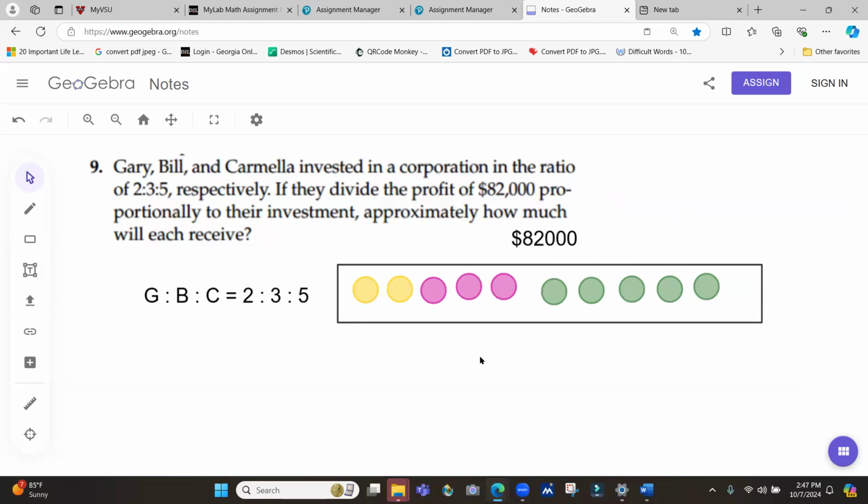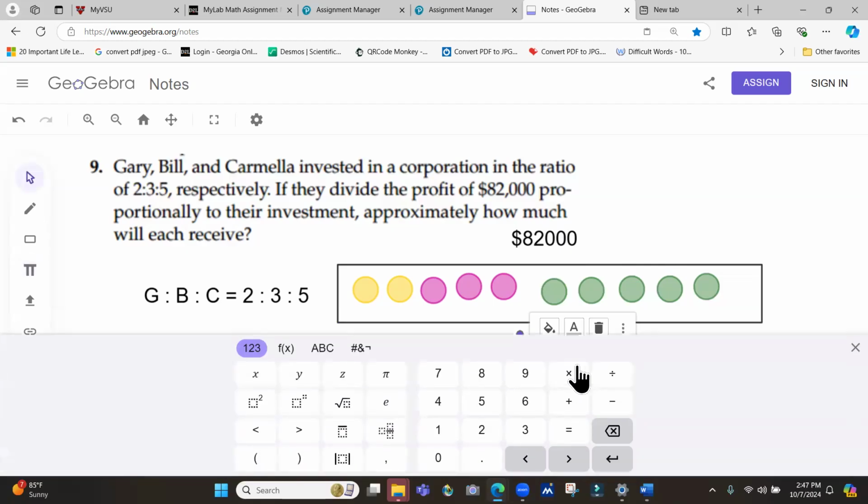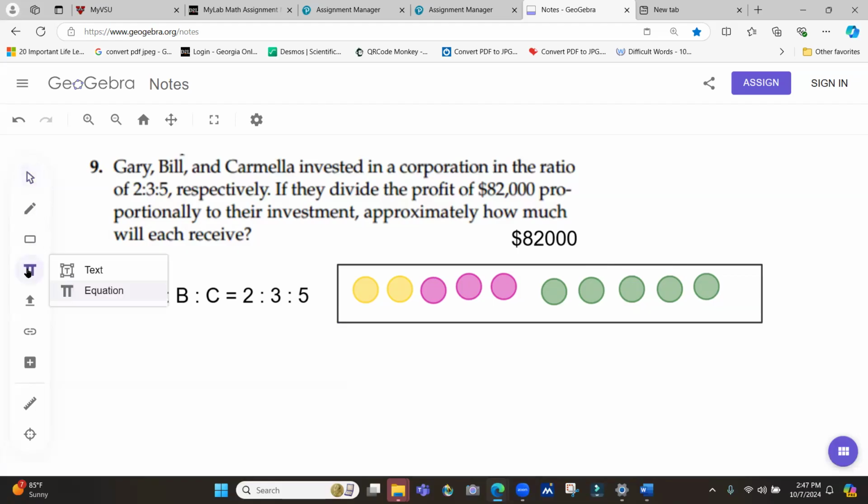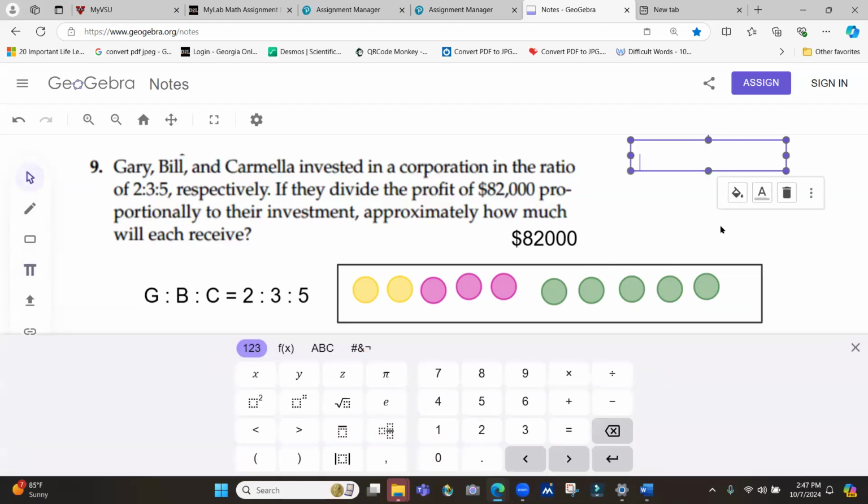10 identical circles together represent 82,000. And clearly, 82,000 divided by 10 is 8,200. It's not that difficult. Where's 10 coming from? 2 plus 3 plus 5 is 10.